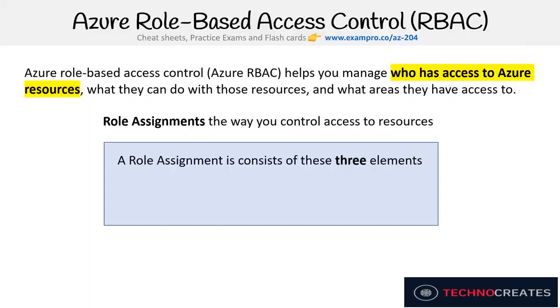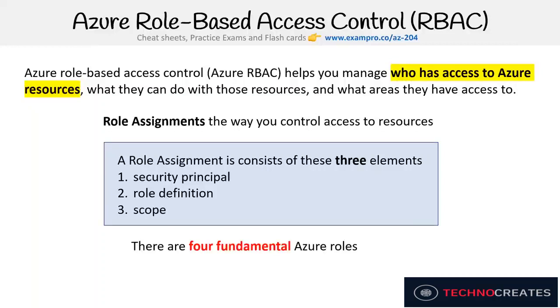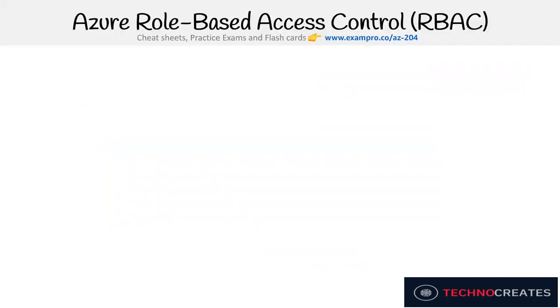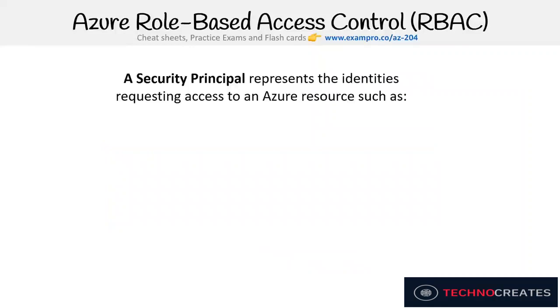And a role assignment is made up of three elements. You have the security principal, the role definition, and the scope. We're going to look at those three things in a little bit more detail here in a second. There are four fundamental Azure roles, which we are going to learn. And then Azure RBAC also includes over 70 built-in roles, which we definitely do not need to go into great detail. So let's take a look at one of those three elements first, which is the security principal.